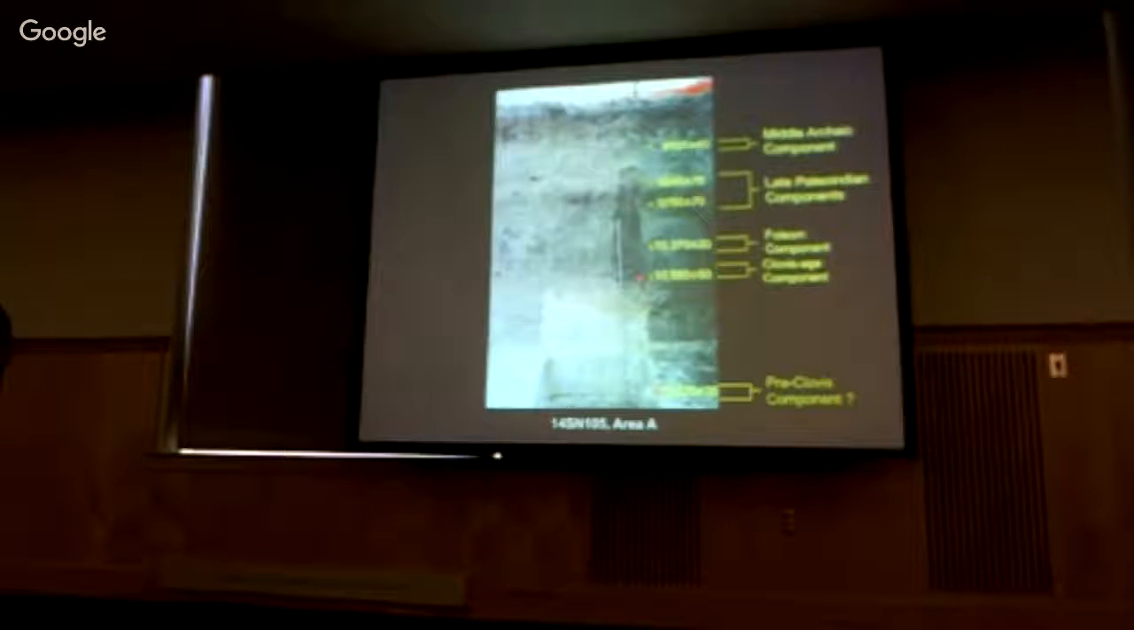But I want you to notice this really thick humic soil that began to degrade close to 11,000 and stopped around 9,200. There's sedimentation. There's another weak soil here with a middle Archaic component, and then it got buried. This is a really consistent pattern. You'll see this as I continue.